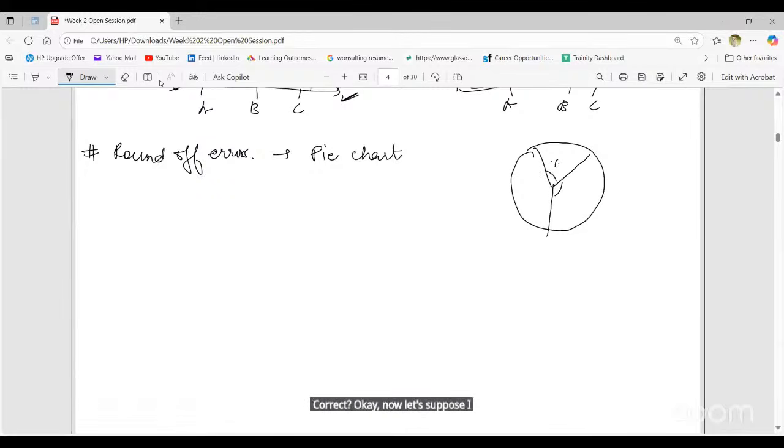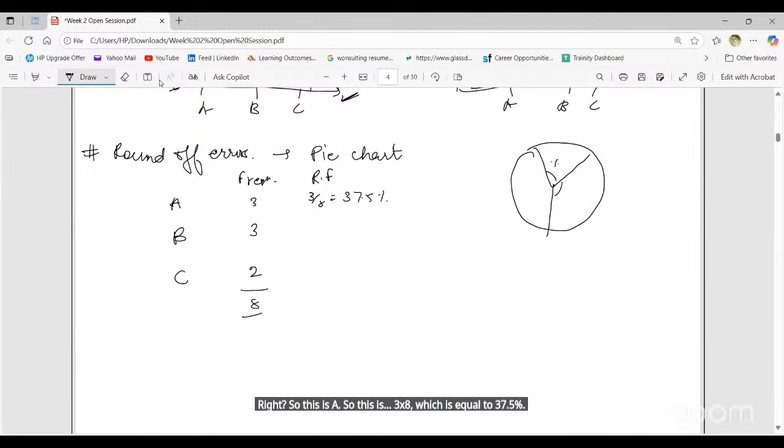Suppose I have data A, B, and C. These are my frequencies: 3, 3, and 2. Now the relative frequency will be 3 by 8, where the total is 8. So 3 by 8 is equal to 37.5%. Similarly, this will be the same, 3 by 8, which is 37.5%. This will be 2 by 8, which is 25%.